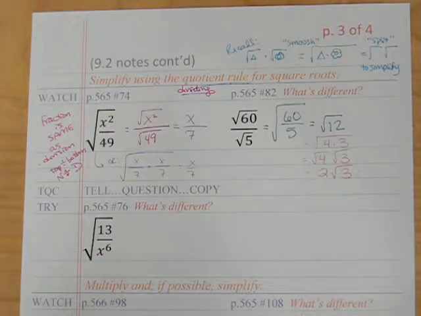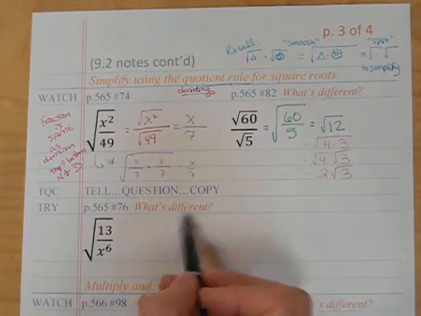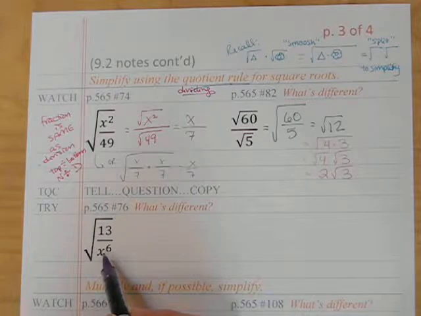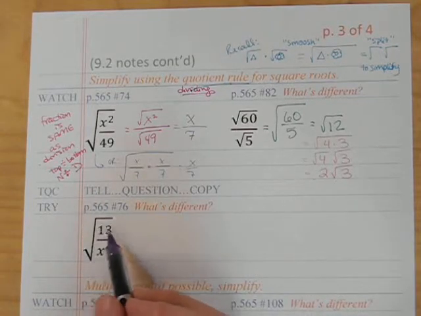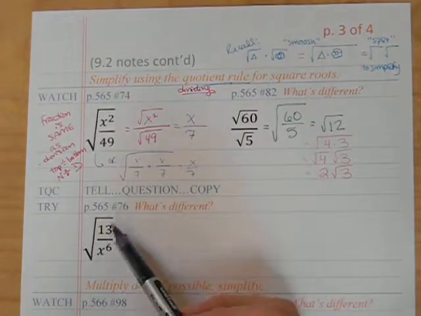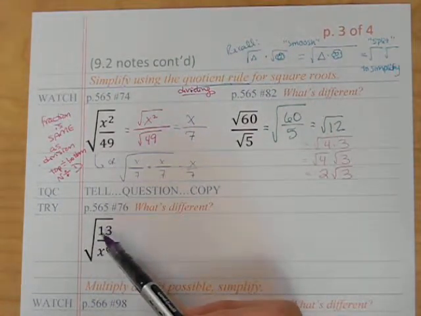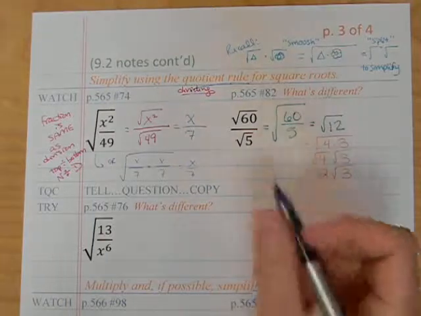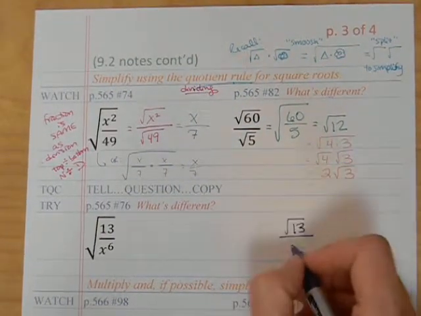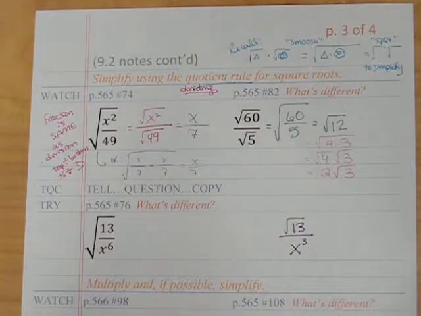After you've tried 76, first of all, asking the question, what's different? Well, you've got variables on the bottom. That's not going to change the quotient rule. You can still split this, radical 13 on the top, radical x to the sixth. The other thing you might notice is, well, 13 doesn't go anywhere. It's going to stay in the radical, and that's totally fine. Your final version actually is going to be radical 13 on top, x cubed on the bottom.